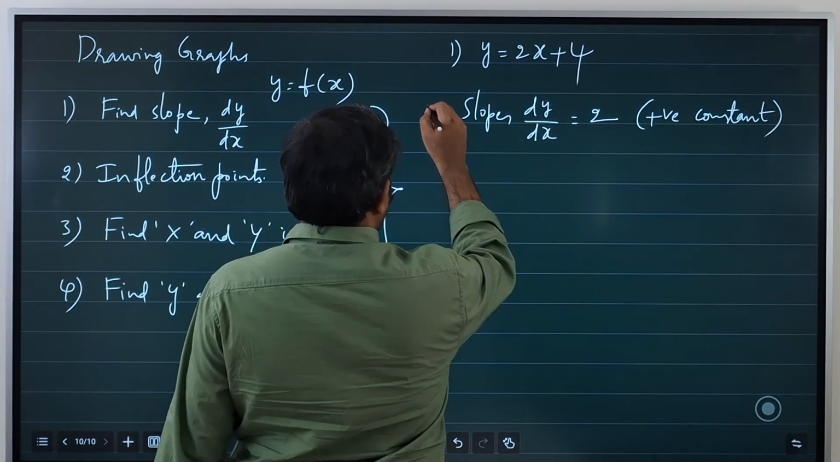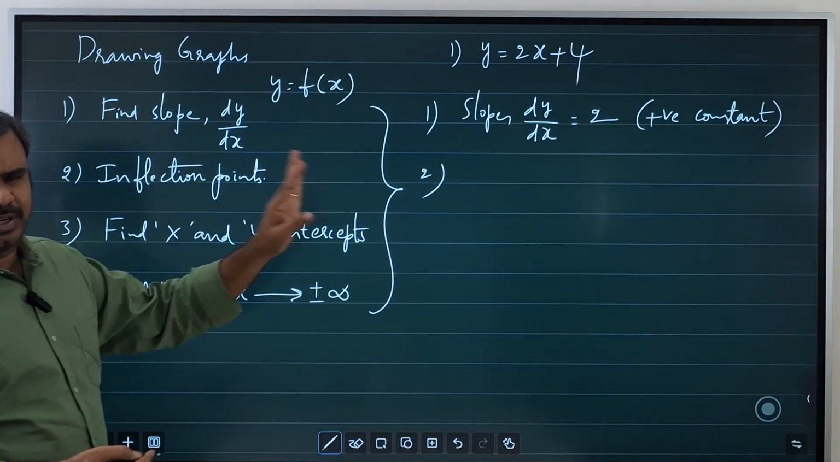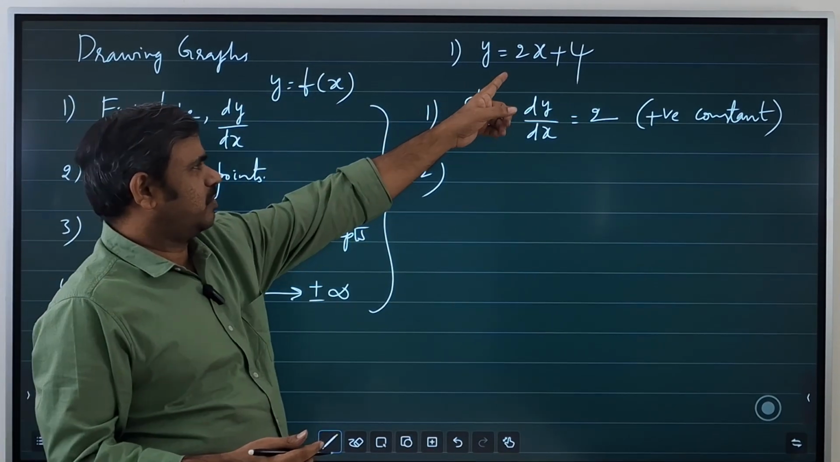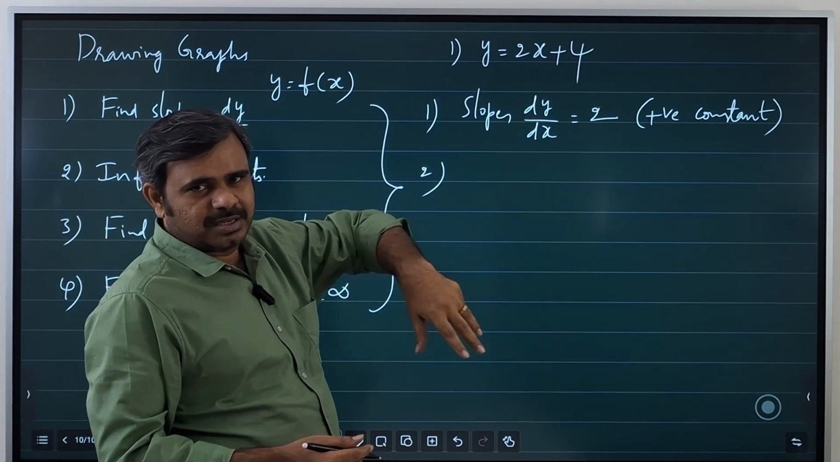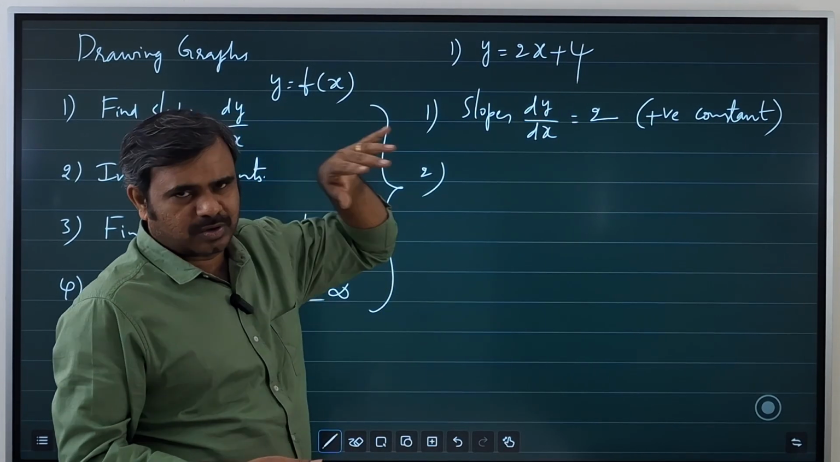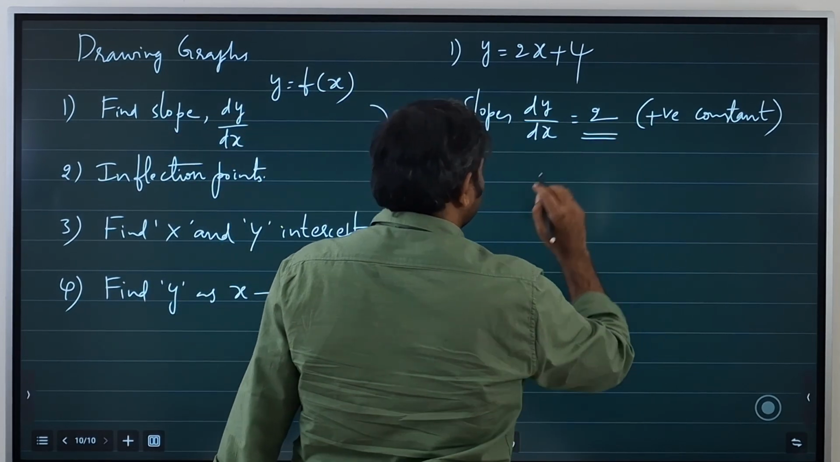Look, this is the first checkpoint. Now the second checkpoint: inflection points don't exist. It's a monotonic graph. As x increases, y increases. As x decreases, y decreases continuously. There are no turning points in the graph. No inflection points. Slope never becomes 0.